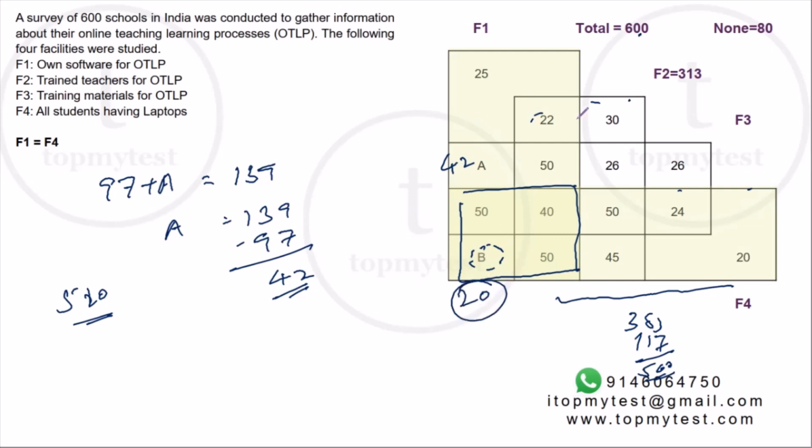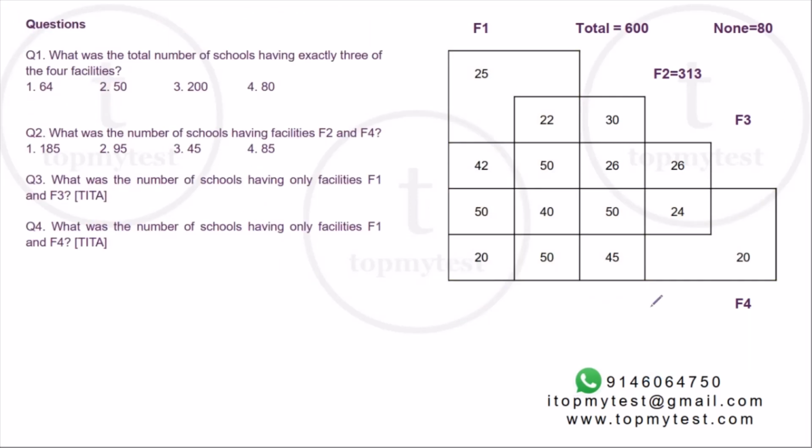So I have found out all the regions in the diagram. I should be able to answer all the questions pretty easily. So let's quickly tick them off. What was the total number of schools having exactly 3 of the 4 facilities? Exactly 3 will be these 4 regions, each of which is equal to 50. 50 into 4, 200, option 3.